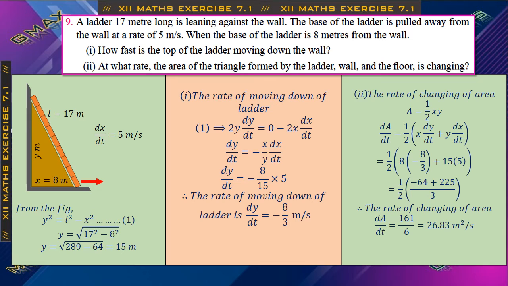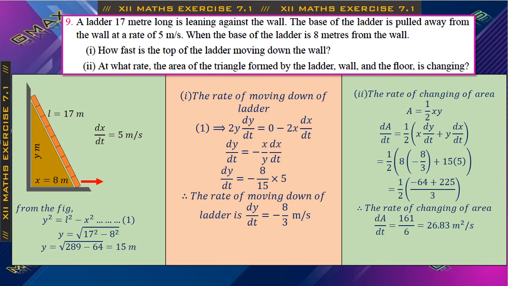Convert it into a diagram. X, Y, and ladder length L are in a right angle triangle form. By Pythagoras theorem, Y square equal to L square minus X square. We are finding the value of Y. Y is 15 meter. So we have to find how fast the ladder is sliding down, so we have to find dy by dt.